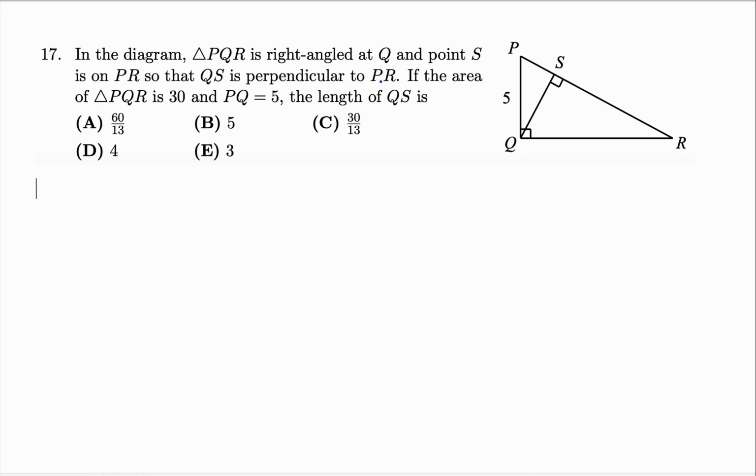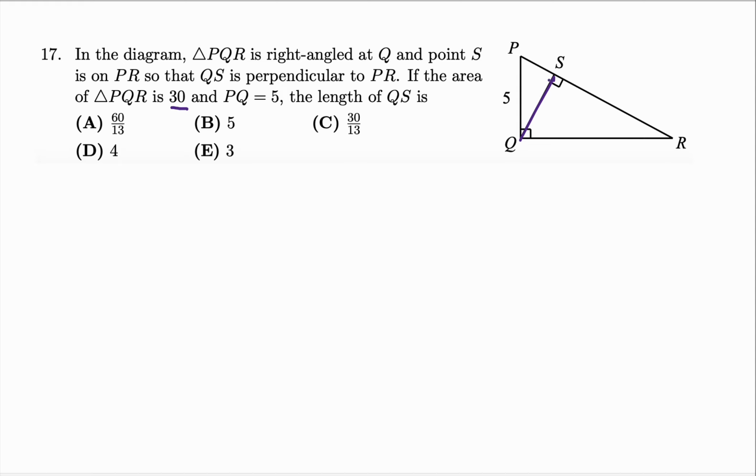So that QS is perpendicular to PR. Okay. If the area of PQR is 30 and PQ is 5, so it's already labeled, the length of QS is blank. So we've got to find out the length of QS right here. The extra information that's not given on the diagram is the area being 30.